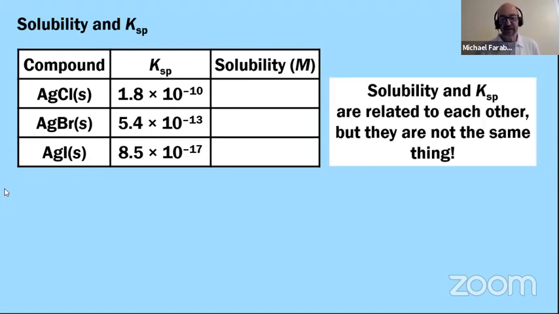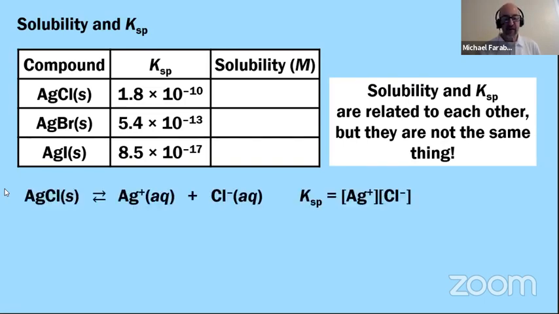Because again, solubility and KSP are related to each other, but they are not the same thing. So please don't say that the solubility of silver chloride is 1.8 times 10 to the negative 10, because that's not true. All right, well, I've written the expression for silver chloride dissociating into silver ions and chloride ions, and I've written the KSP expression.